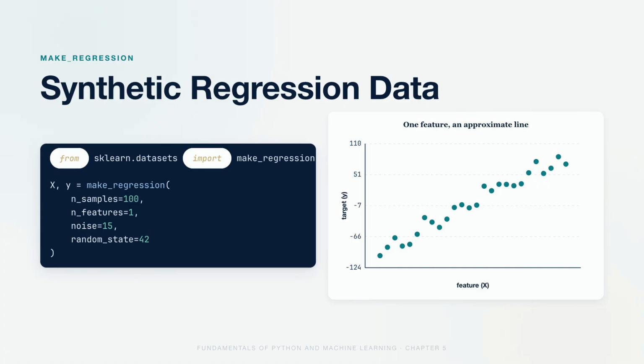The make_regression function creates synthetic data for a regression problem. In this example, we request 100 samples with one feature. The noise parameter adds variation so the points do not fall perfectly on one line. The random_state allows us to reproduce the same generated dataset later. The function returns X and y. X contains the feature values, and y contains the numerical target values. When plotted, the points might appear around an approximate straight-line relationship. This provides a useful dataset for learning how linear regression finds a line that best represents the pattern.